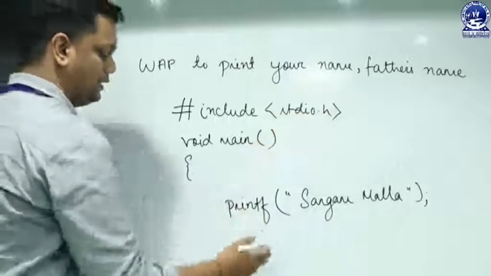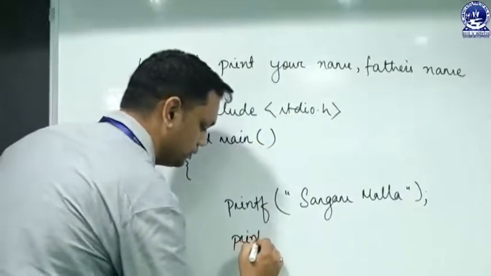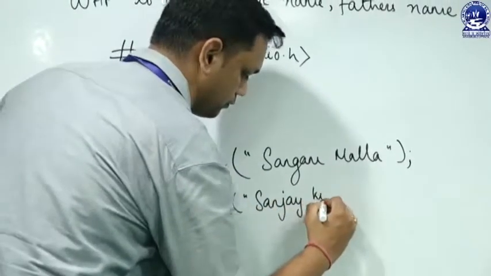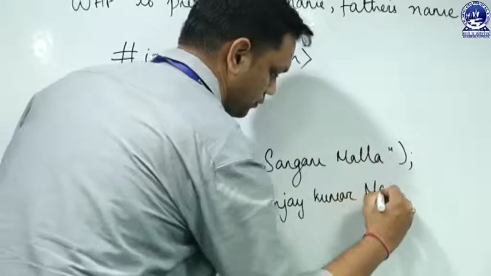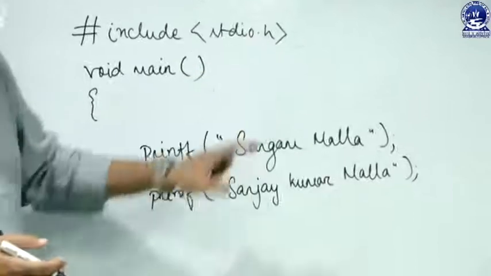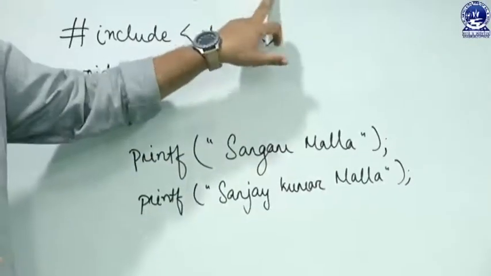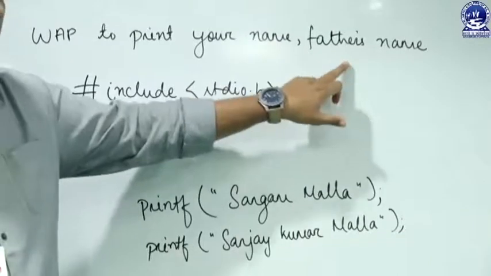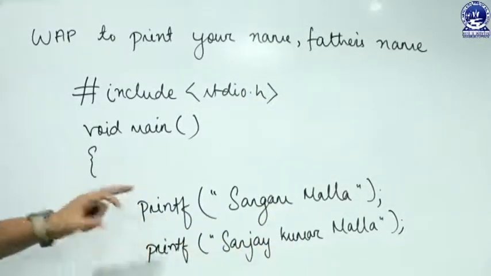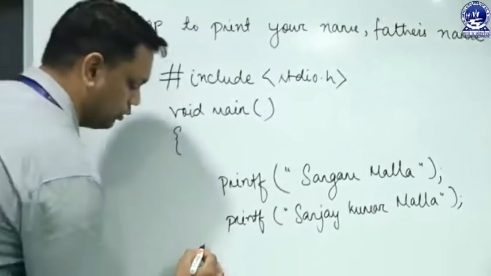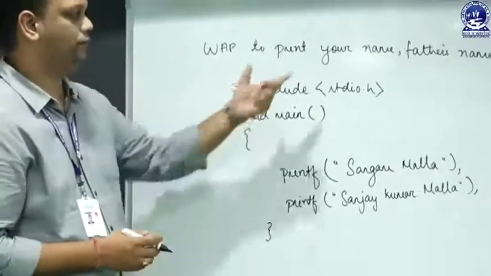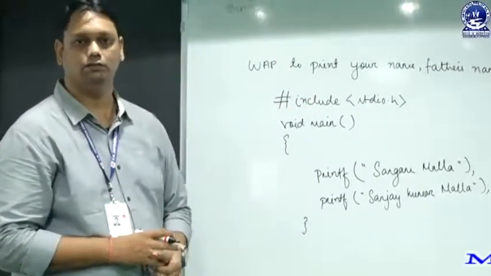Next, my father's name. Again I have to write the printf function. So, my program has been completed. My program is to print my name and my father's name, and I have printed them using the printf command. Now, my program is over, so I will close the curly bracket over here. So, this is the program to print the name and the father's name.